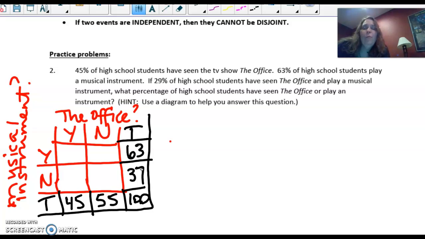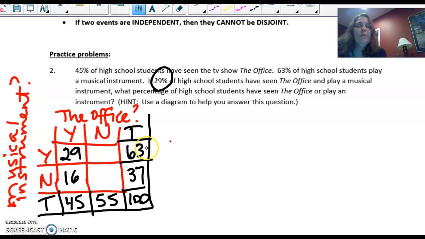So far we have 4 more blanks, but we have one number and that is going to open up everything else. 29% of high school students have seen The Office and also play a musical instrument. They're in the yes, yes. All of a sudden we can open up everything else. 29 have said yes, yes out of 45 who have said yes to having seen The Office. That difference would be 16.